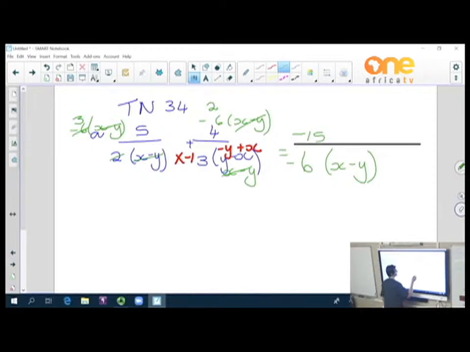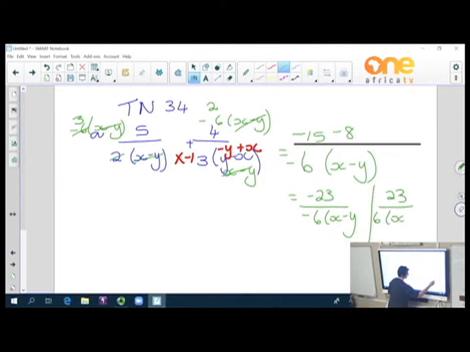So that is then negative 8. Negative 8. So this is then negative 23 over negative 6 x minus y, and I can just remove that negative there. So it's 23 over 6 x minus y.